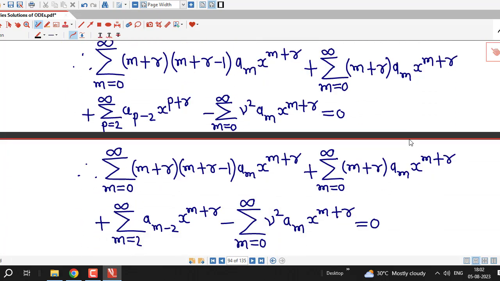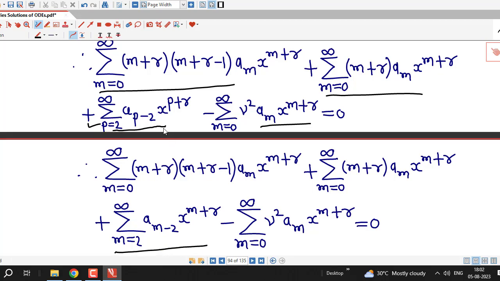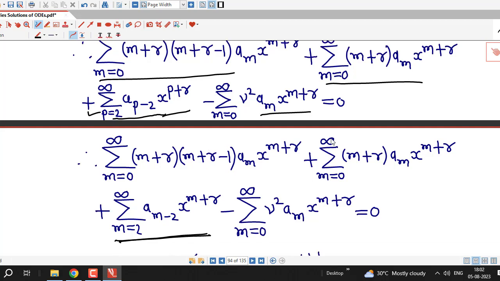So that I have written here: sigma a p minus 2 x raised to p plus r. The rest of the summations are as it is, as in the previous step. Now because this p is a dummy index, I can replace p by m in this summation. So in the next step I have done this work. I have changed this dummy index p to the new index m, the rest of the things as it is.